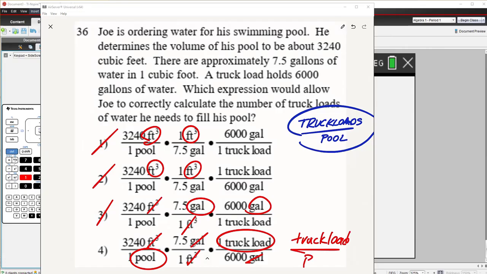Okay? So the idea here is don't pay attention to the numbers. The numbers are actually confusing for a lot of students. Focus on the units. And if you see a unit on the top and the bottom, you can cancel it out because we're multiplying fractions. All right. That's the reason we can do that.